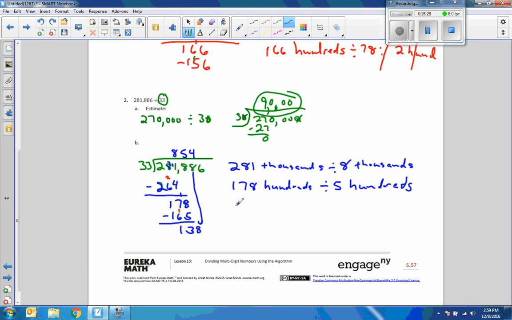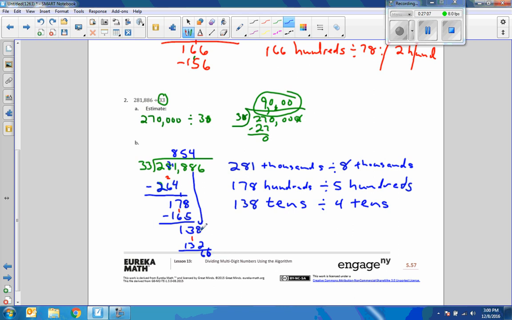So now that is 138 tens divided by 4 tens. 4 times 3 is 12, plus this one is 13, and I end up with 6, and then I bring down that 0. Should be a 6.